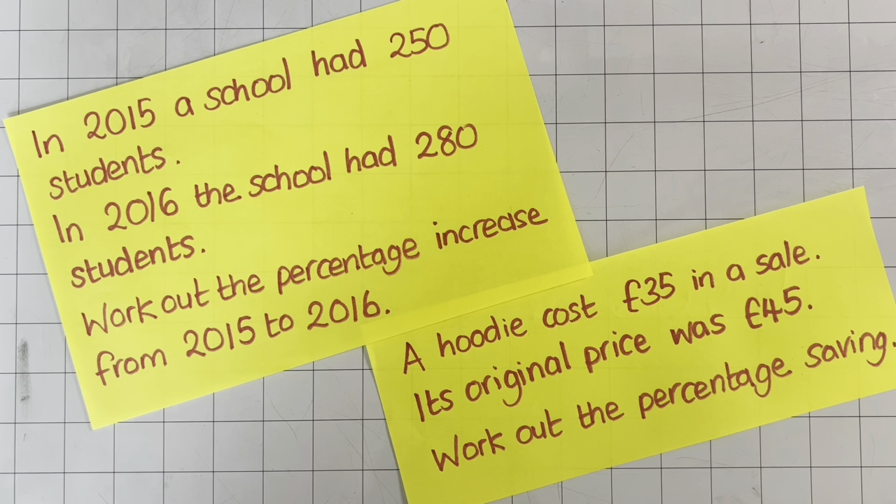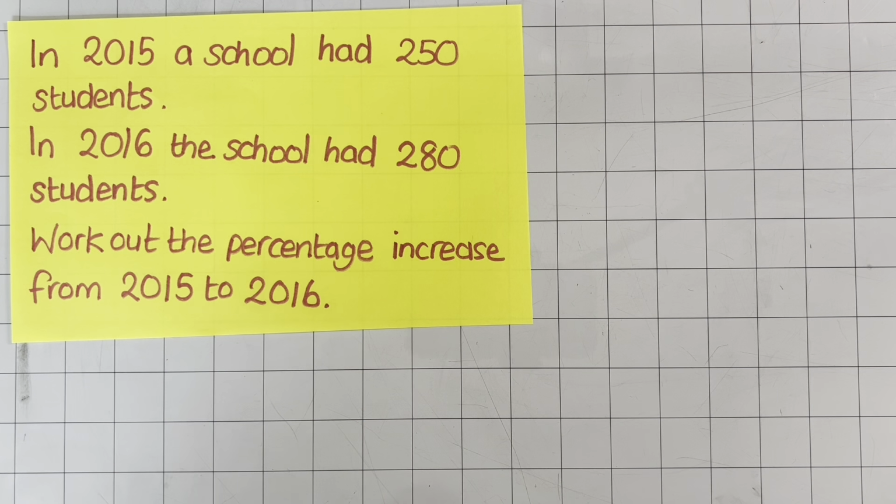The second part of this revision video is looking at working out the percentage change. So we've got 2 questions to walk through. So the first question tells us in 2015, a school had 250 students. In 2016, the school had 280 students. And we're asked to work out the percentage increase from 2015 to 2016.